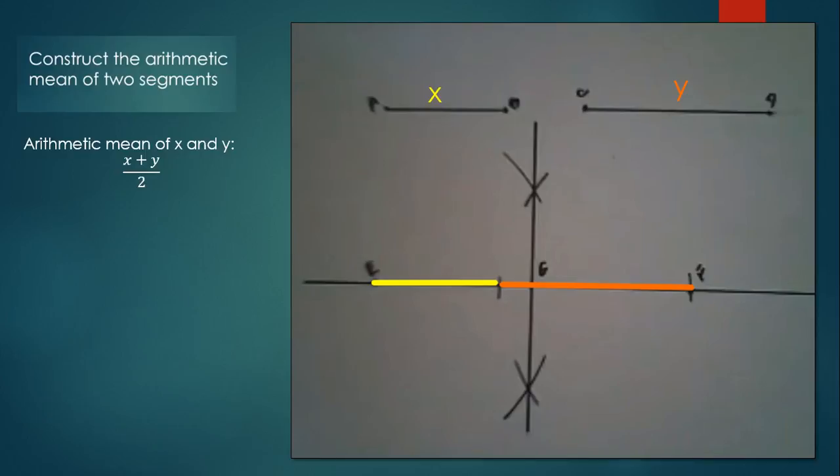And then we construct a perpendicular bisector of that line segment that has an entire length of x plus y, which means we're really constructing this implied rhombus. And since the diagonals of a rhombus bisect each other, then that distance from the center of that rhombus to one of the endpoints, which in this case is called F, is the arithmetic mean. It's that entire distance from E to F divided by 2 because the diagonals of the rhombus bisect each other.